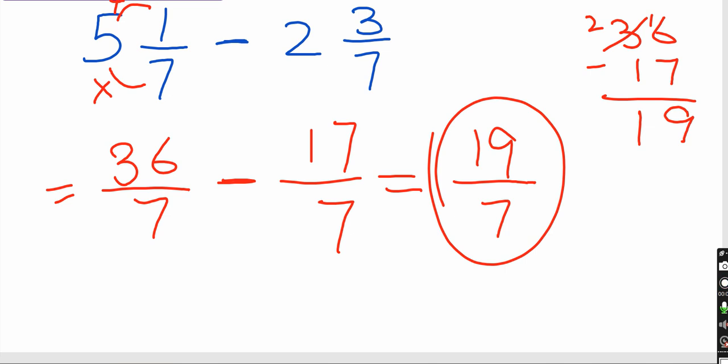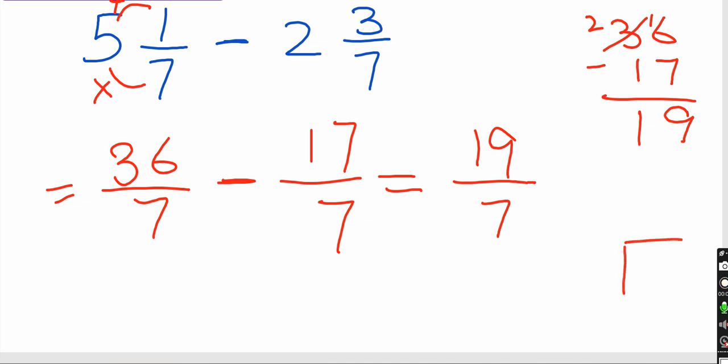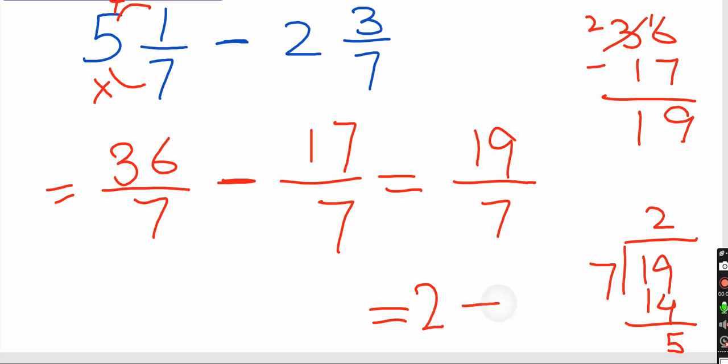Again, see, it is improper. So we will change it back into a mixed number. How will we do it? 19 divided by 7. 7 2 times is 14, and 5 left. So 2 whole, the denominator remains the same, and the remainder comes on the top. So 2 whole 5 by 7. Now here the denominator is greater. It means the answer is correct and the fraction is proper.